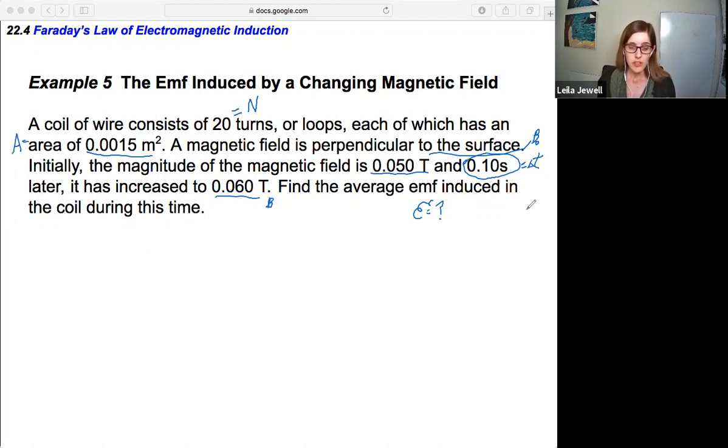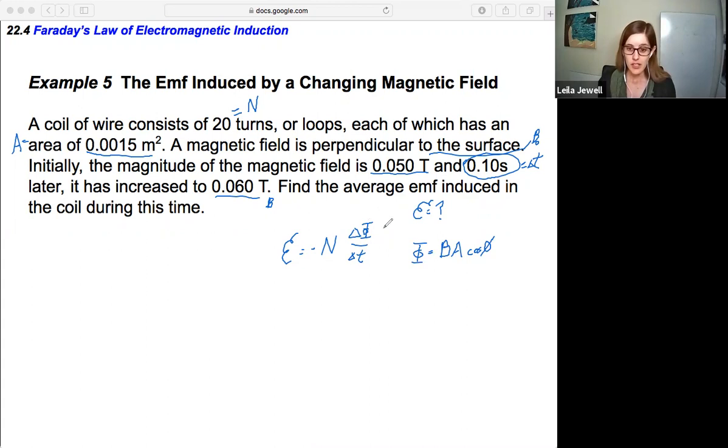This is looking really good. We have a lot of the different variables accounted for here, right? If we remember, our EMF by Faraday's law is equal to negative N times the change in magnetic flux all over the change in time. And we can remember that we calculate magnetic flux in the most general form as the magnetic field times the area times cosine of the angle between those two.